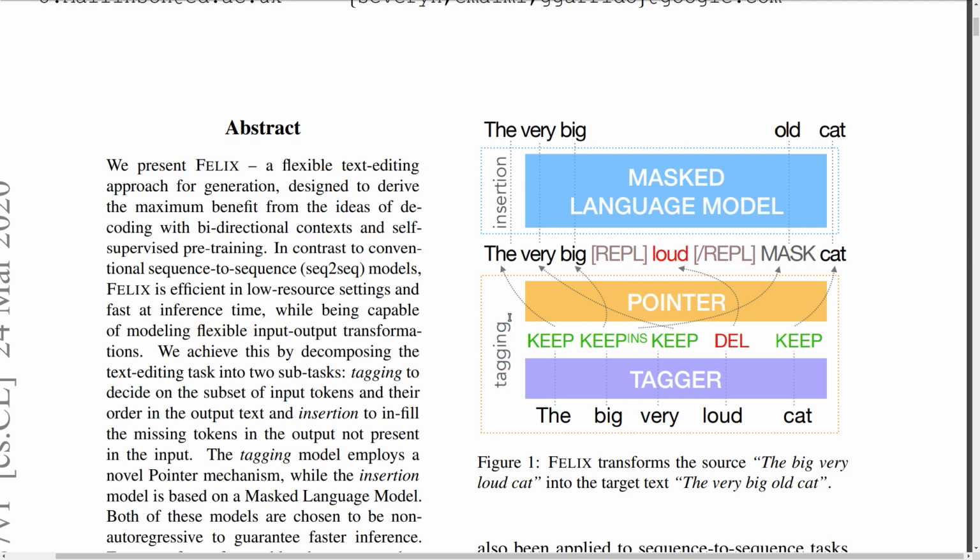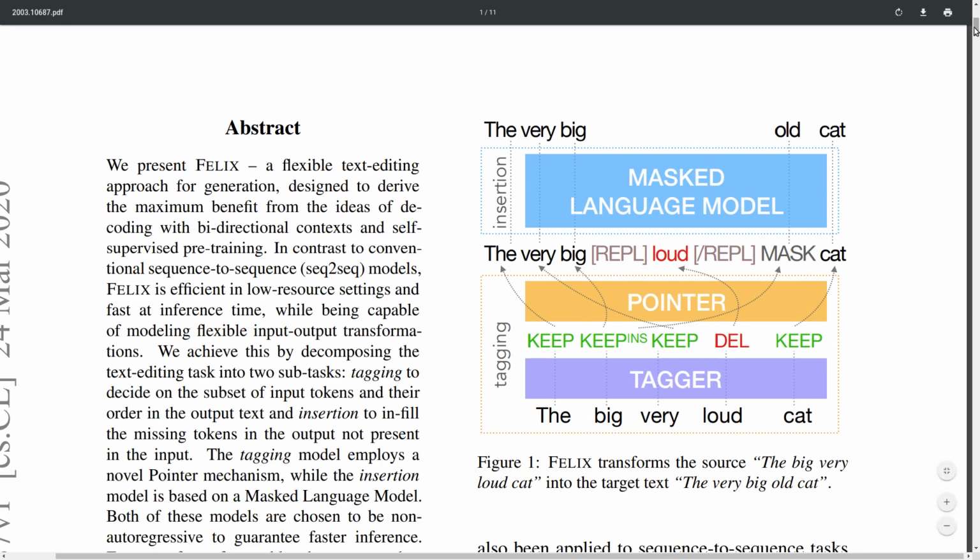One nice feature of this model is that you can reuse existing pre-trained BERT checkpoints to initialize both the tagging and insertion models. And for the insertion model, you may not even need to fine-tune, I think. I'm not sure if they fine-tune in this paper, but you may not need to fine-tune so much, so you can leverage those pre-trained checkpoints, basically plugging in the BERT model to predict the missing words here. This hopefully gives you a basic overview of how this Felix model works.